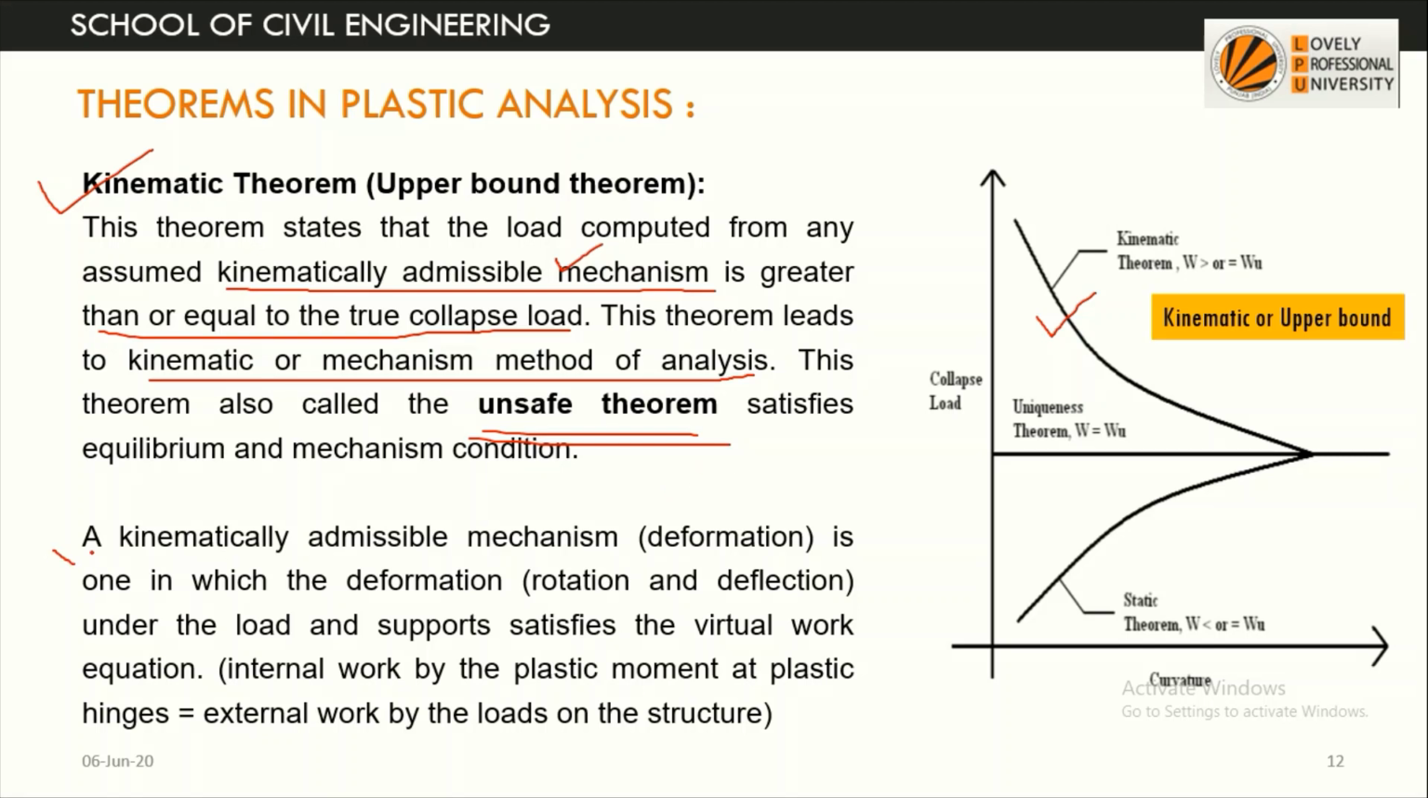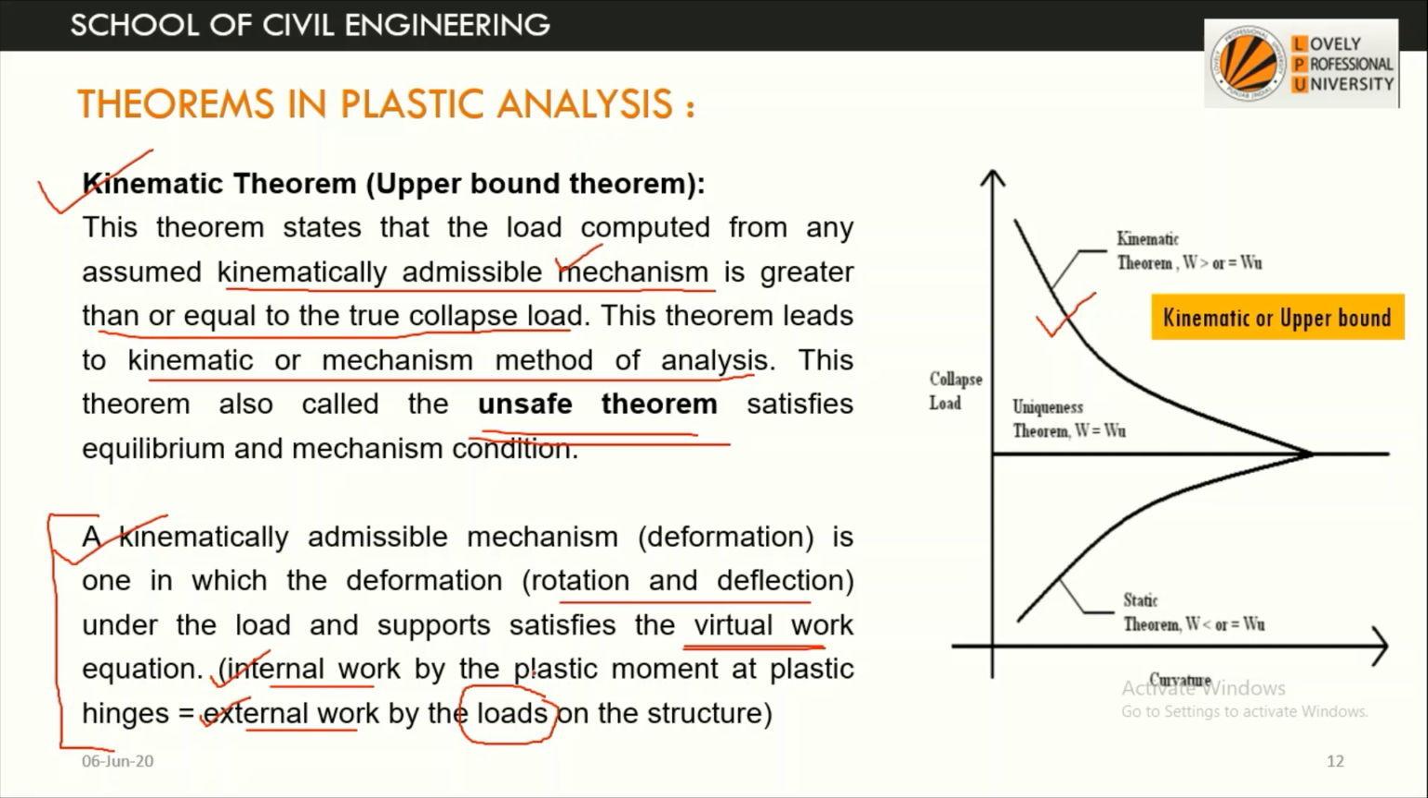A kinematically admissible mechanism is one in which the deformation, that is slope and deflection under the load and support, satisfies the principle of virtual work. The principle of virtual work says that the internal work by the plastic moment at the plastic hinge is equal to the work done by the load on the structure. In the case of the kinematic theorem, we equate external work and internal work. So what is doing the external work? The load applied on the structure or beam under consideration is the external work. How do we get it? Load into displacement.